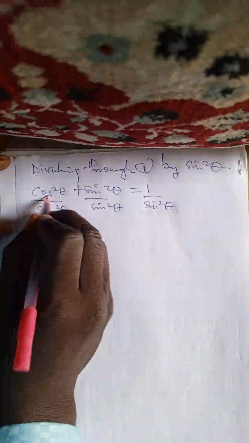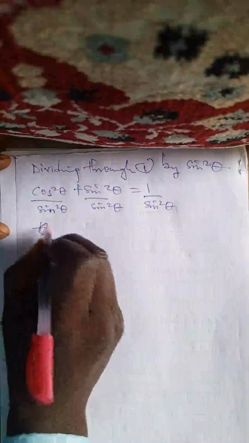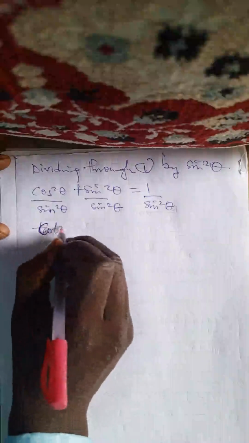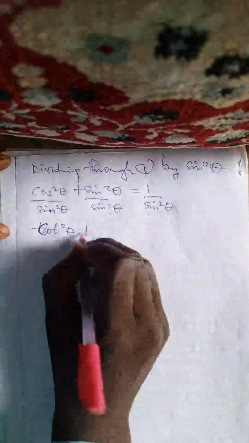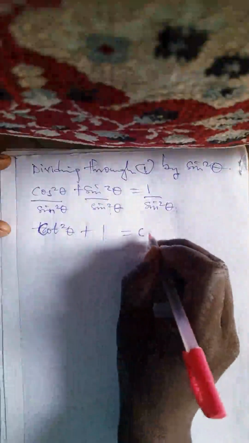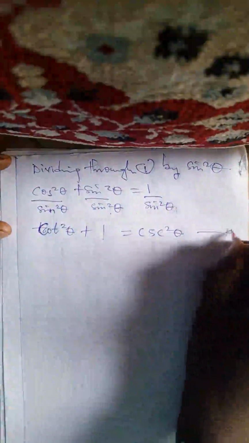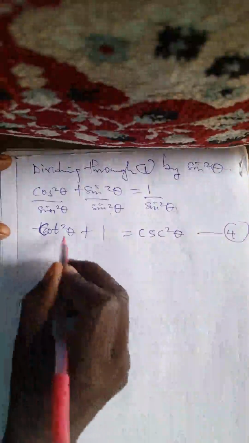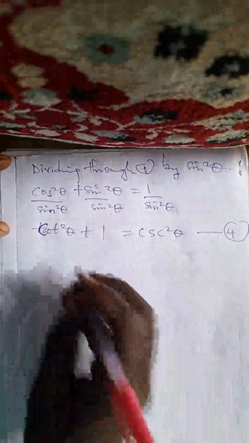This is equal to cos squared theta over sine squared theta. Cos over sine is what? So cos over sine is going to be cot, so cot squared theta plus sine squared theta over sine squared theta. This is equal to 1 over sine squared theta. But what is 1 over sine? 1 over sine is cosec. So therefore we have cosec squared theta. And that gives equation 4. Whenever you see cot squared theta plus 1, just write cosec squared theta. Now subtracting 1.